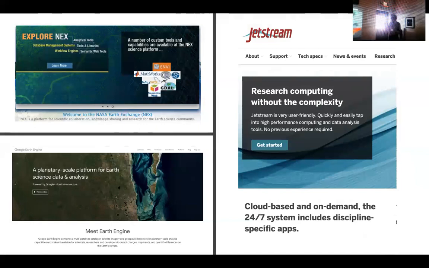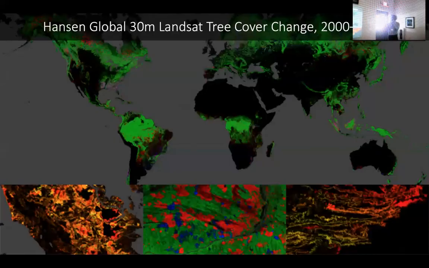To give you a sense for that, one of the things that I've worked on was with Matt Hansen at University of Maryland, who in 2013 did an analysis of forests for tree cover change over time. So this was a global 30-meter resolution map of tree cover change over time. We're showing loss and gain. And here it shows the year that it happened. Red is more recent change. And you can zoom in anywhere on the planet and see what the forest is doing there.